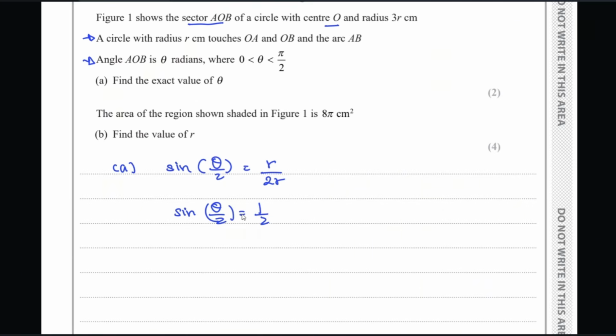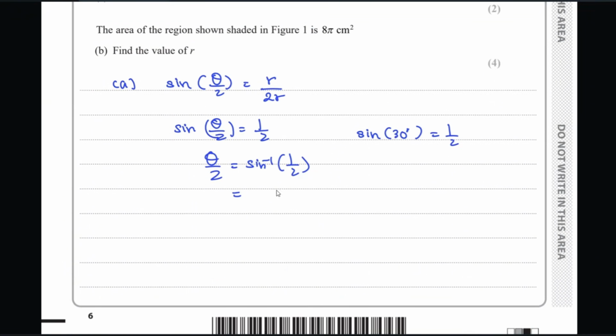And we know that sine 30 degrees is equal to half. Or we can just use our calculator. We can just do theta over 2 is equal to sine inverse 1 over 2. And that will give us 30 degrees in degrees. But let's solve this in radians. So in radians, 30 degrees is equal to, 30 is 1/6 of 180. So that's going to be pi over 6.